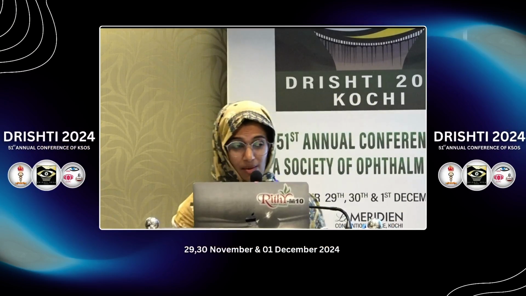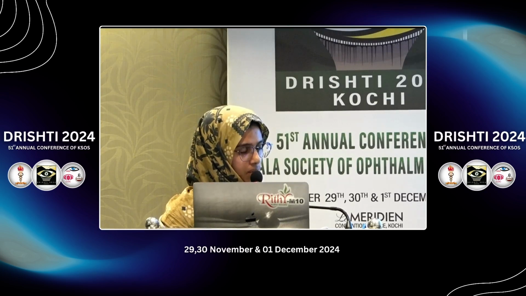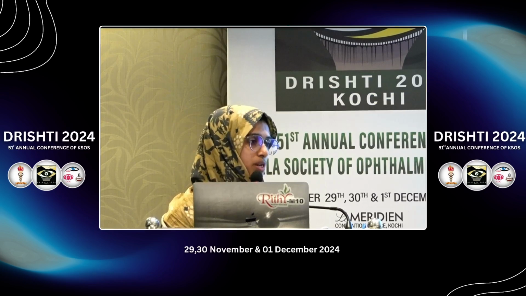Define amblyopia. Amblyopia is a visual developmental disorder. Either it can be monocular or it can be present in one or both eyes without any organic cause.